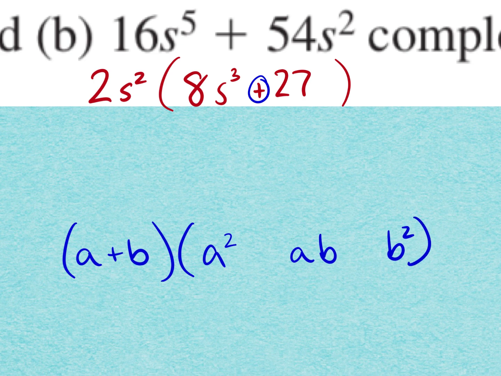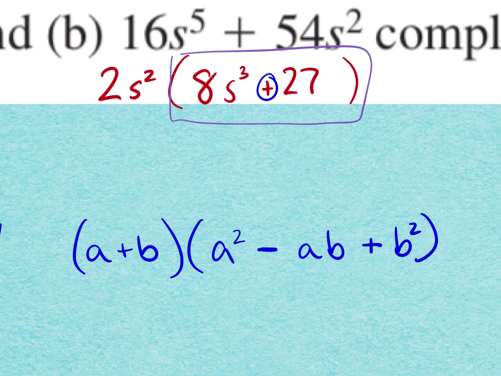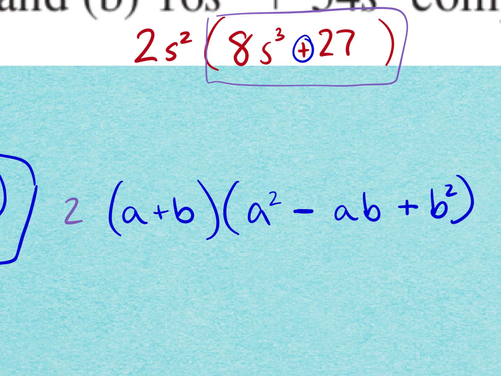What are the signs going to be? So the first one's the same sign. What's the next one? Opposite. The opposite. And what's the last one? Positive. Always positive. So now, we're only looking at this part. That 2s is just going to stay on the outside. 2s squared.